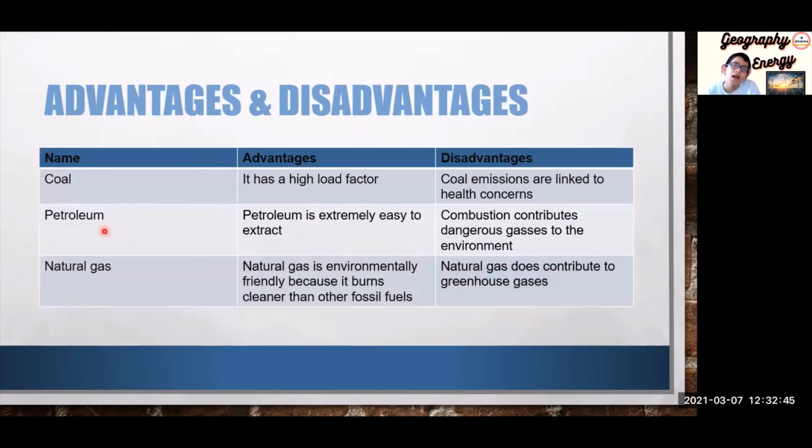Coal. It has a high load factor, but coal emissions are linked to health concerns. Petroleum. Petroleum is extremely easy to extract, but its combustion contributes dangerous gases to the environment, which can in turn lead to the ozone layer being destroyed. Natural gas. Natural gas is environmentally friendly because it burns cleaner than other fossil fuels, but it does contribute to greenhouse gases.